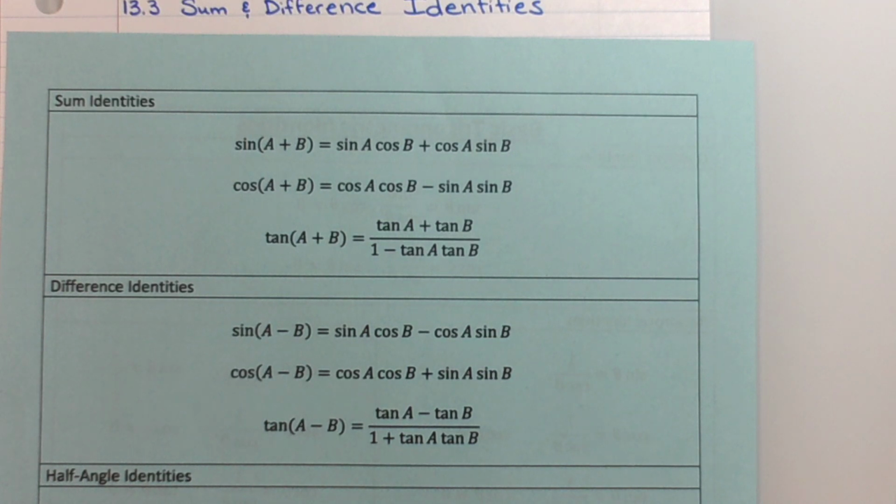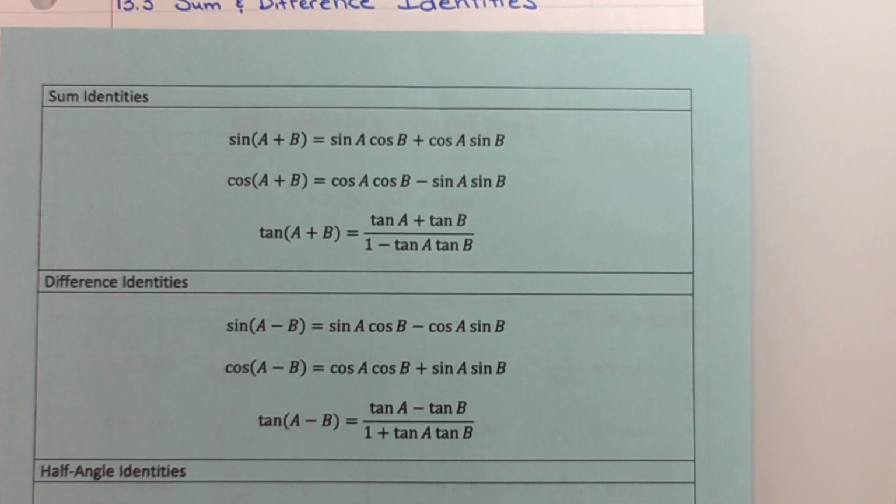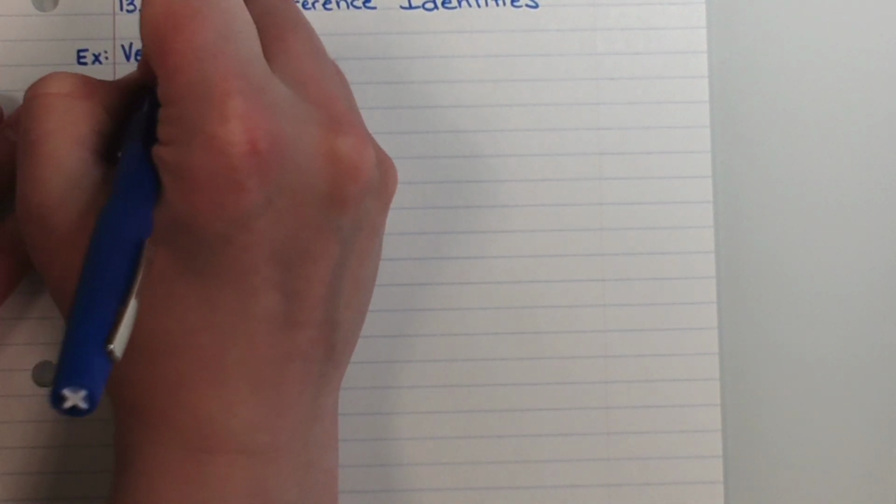I am not going to break down where these identities come from so much. They're more of a pain to show. We're just going to dive in and start using them. Now, one of the ways that we can use these identities is that these identities are actually another source of cofunction identities. So one of the things you can be asked to do is to verify a known identity.